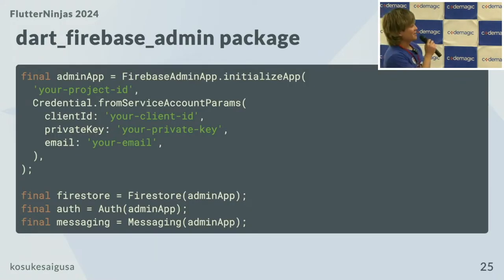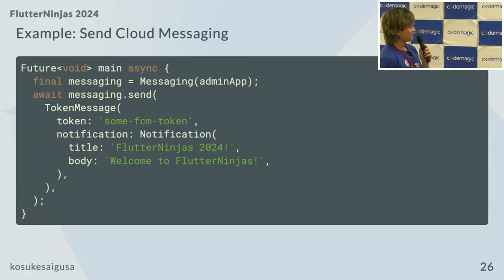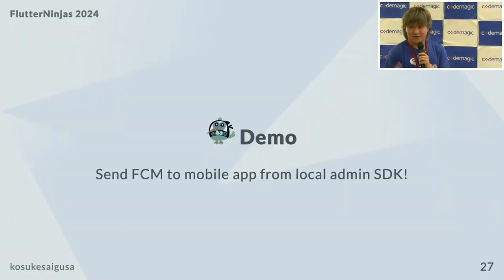It's very simple. You need to give some credentials like a project ID, private key, and client email, and you can get features from the Admin SDK like Cloud Firestore, Firebase Auth, and Firebase Messaging. It's so simple. And let me show you an example to send Cloud Messaging. So you need to instantiate a messaging instance with the admin app with the credential. Then you can just send the cloud message to a specified token with a specified title and body. So let me show you the demo again.